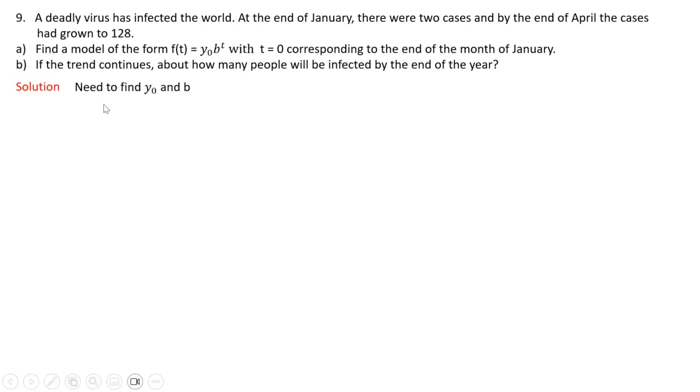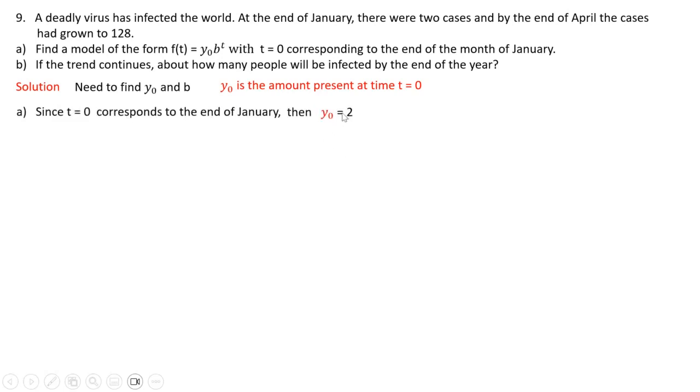Okay, so here's my solution. We need to find y naught and b, right? And we plug them into the function, and that'll be the model that we're looking for. Here, guys, it says at the end of January there were 2 cases, so this is my initial value. So y naught is 2. That's my initial value because no time has passed.